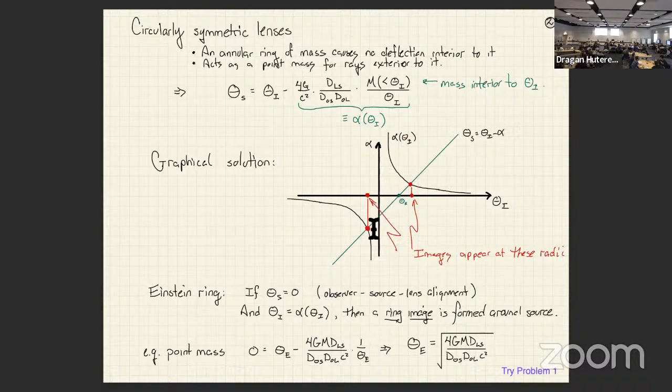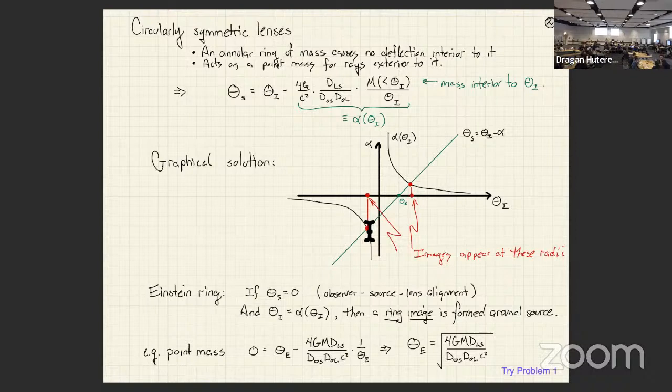And then this green line here is the equation for theta s equals theta I minus alpha if the source is actually located right here at theta s. Now, images are going to appear, that is, this equation is solved when the green line and the black line cross. So we can see in this case that we would get one image here and one image on this side.